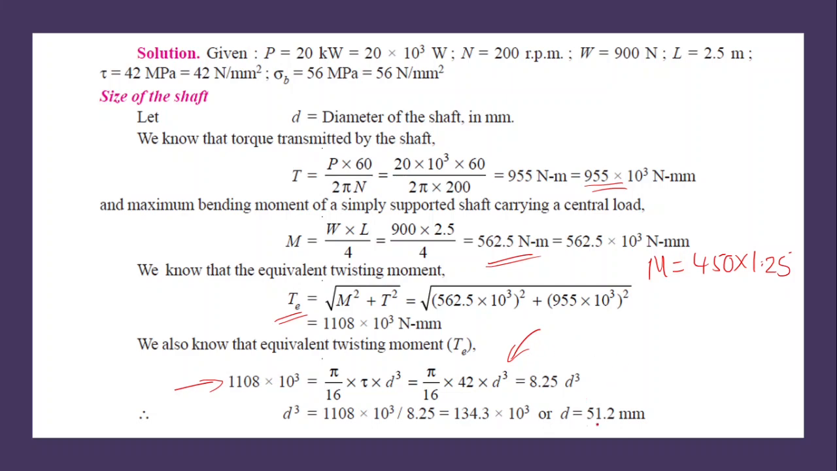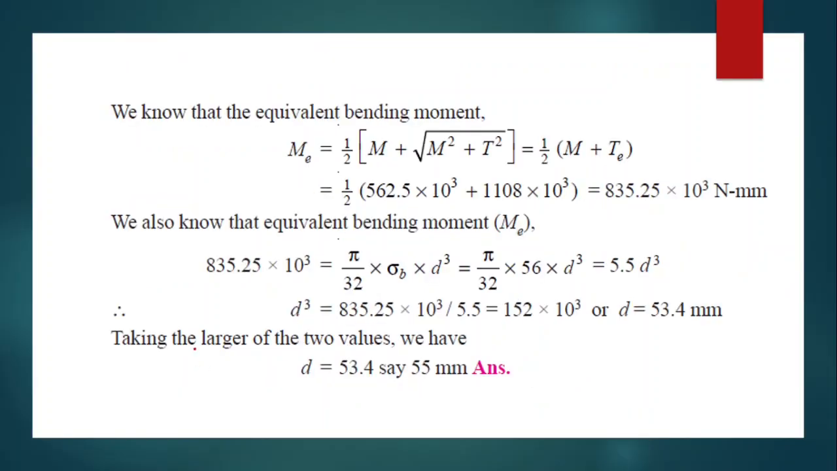That d is equal to 51.2 mm. This is the first case, size of the shaft. And we know that the equivalent bending moment is Me = half into M plus root of M square plus T square. Then we can calculate the equivalent bending moment Me as 835.25 into 10 raised to 3 Newton mm, equivalent bending moment.